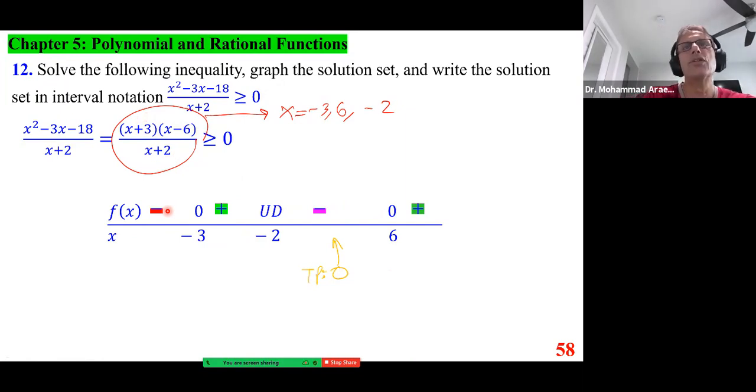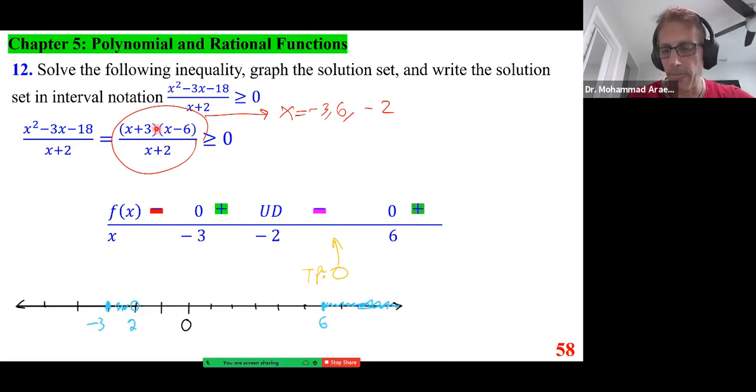Now going back to the question, what is it that we want? We want larger than or equal to 0. So wherever you see positive, that's your answer. So from -3 to -2, union 6 to infinity. It has the equality. -3 is included, yes. -2 is included, no. Why not? Because it makes the denominator 0. 6 is included, yes. It makes the numerator 0. And so we write it either like this or like that. This is on a number line, and this is the interval notation.